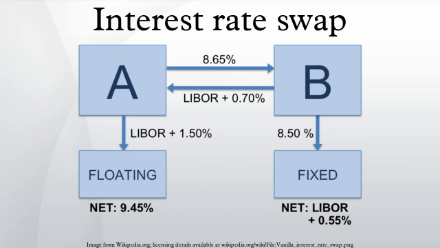Consider the following swap in which Party A agrees to pay Party B periodic fixed interest rate payments of 8.65%, in exchange for periodic variable interest rate payments of LIBOR plus 70 bps in the same currency. Note that there is no exchange of the principal amounts and that the interest rates are on a notional principal amount. Also note that the interest payments are settled in net: LIBOR plus 70 bps plus 8.65% equals 9.45% net. The fixed rate is referred to as the swap rate.